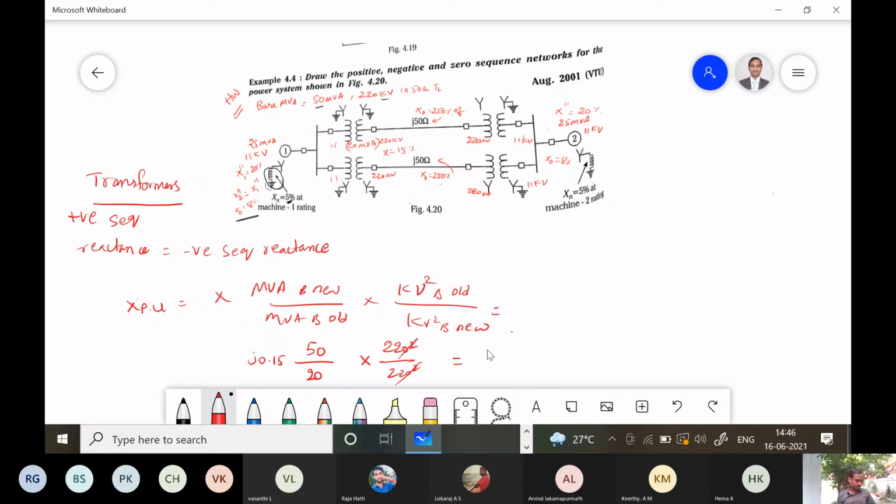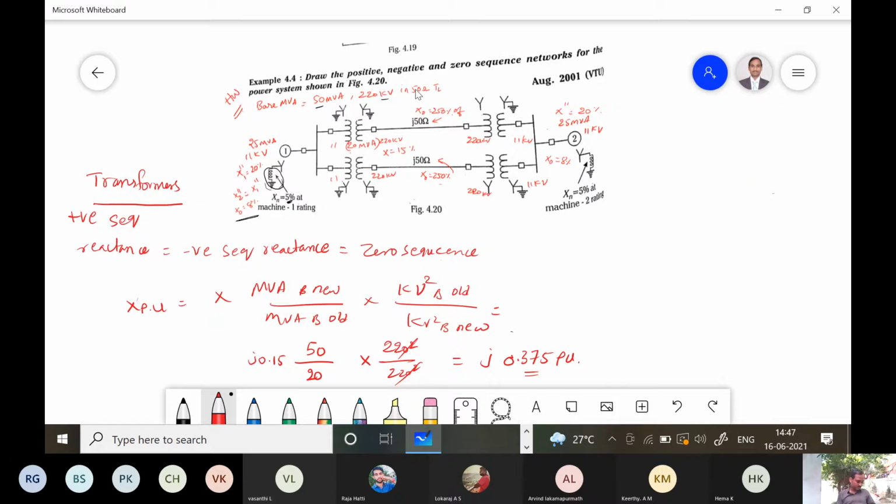So what is the value of this? We will get J0.375 per unit. So both positive and negative sequence reactance is J0.375 per unit. And zero sequence is also the same here. In the problem he has given positive sequence, negative sequence and zero sequence all equal. So this is about the transformer. All the transformers T1, T2, T3, T4 have the same rating.